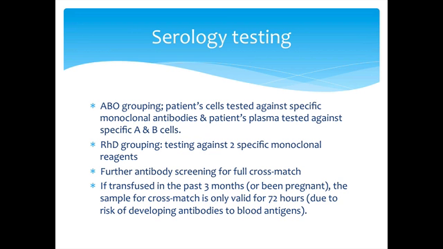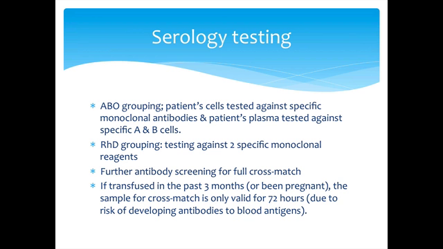So in terms of testing, we don't really need to know about this. It's done in a lab, but very briefly, a patient's red blood cells are tested against specific monoclonal antibodies, and also their plasma is tested against specific A and B cells. In terms of Rhesus D grouping, your blood's tested against 2 specific monoclonal reagents.